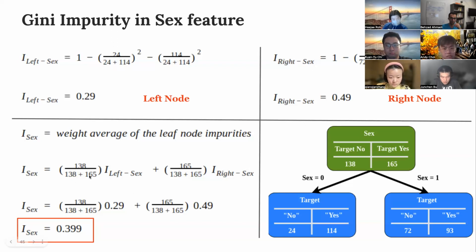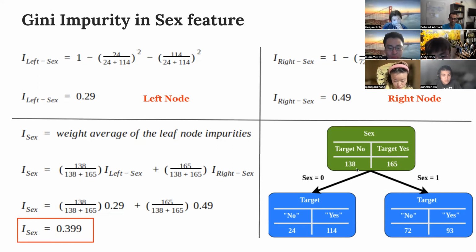So on the left node, it's 138 over 138 plus 165. And you have 165 here, which gives you, so basically this is the Gini impurity of the left node. This is the Gini impurity of the right node. And then you have to do a weighted average of the leaf node impurities.